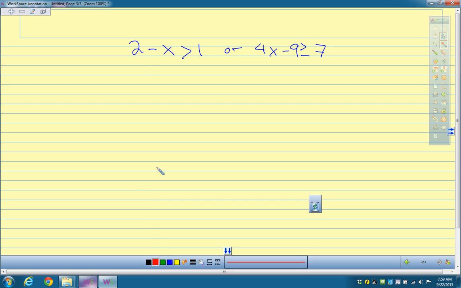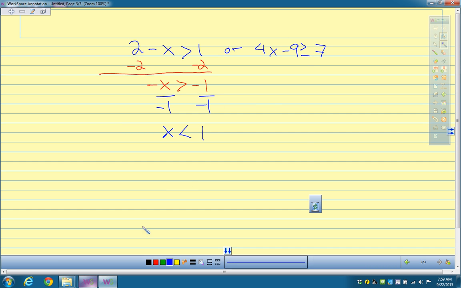Okay? So my first step here would be, what do you think? What would be my first step there? Yes, Chase. Subtract 2 from both sides. Very good. Okay? Let's just solve this side. So that gives me negative x greater than or equal to negative 1. Now what, Chase? Divide by negative 1. And what happens when I divide by negative 1? It flips the sign, so I get x is less than positive 1.